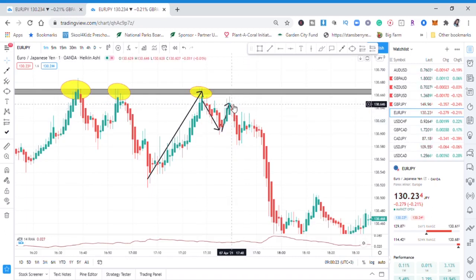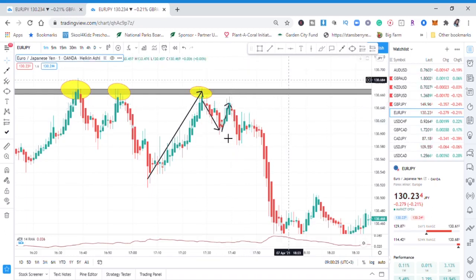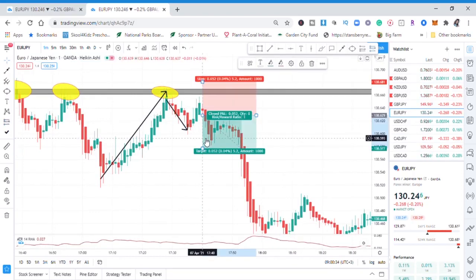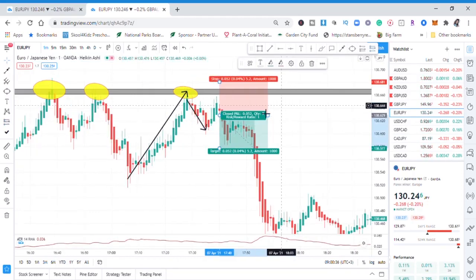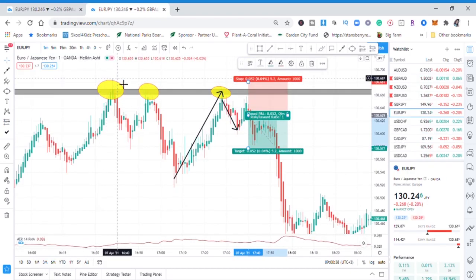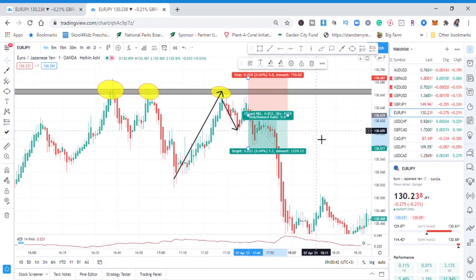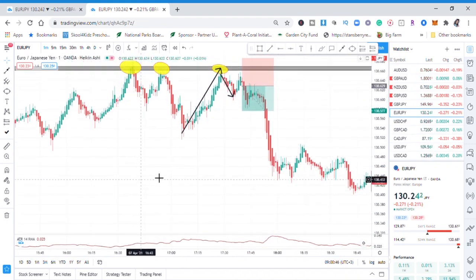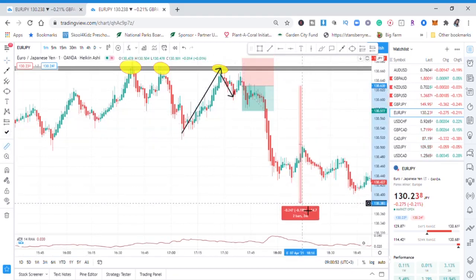So our entry would be this point after the red candle has formed. So let me just delete that. So our entry should be this point, after this candle has been formed, that's our entry. And then our stop loss is this high, just above that high. And then remember, guys, we are targeting how many pips? 25 pips. So let me see how many 25 pips up to where.